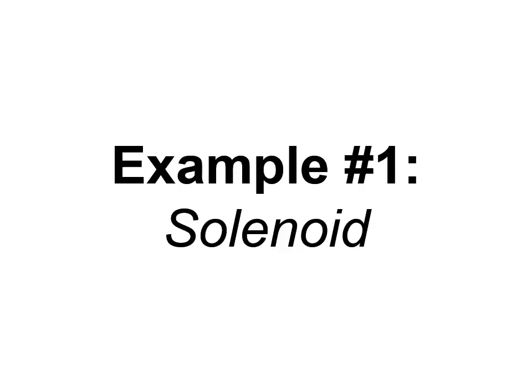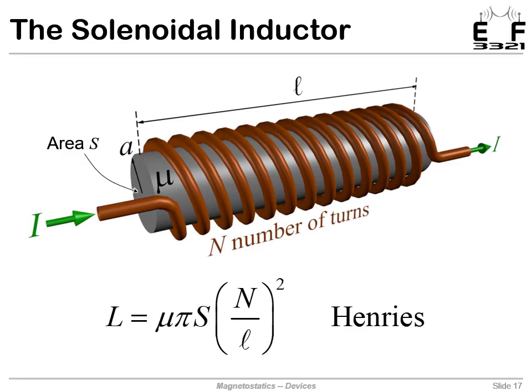Example number 1, a solenoid. This is the classic example of how to analyze a structure to derive its inductance. We start our derivation just with a description of the geometry here. So here's a solenoid, and it's a bunch of wires wrapped around some kind of core that has a permeability mu. The radius of this core, or the solenoid, is A, and then the cross-sectional area we'll call S, which of course would then be pi A squared.